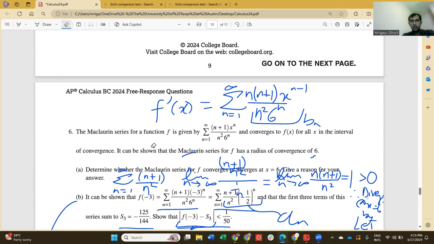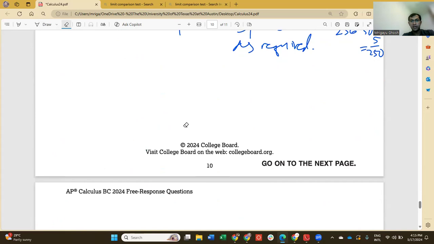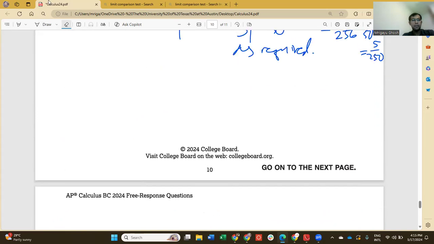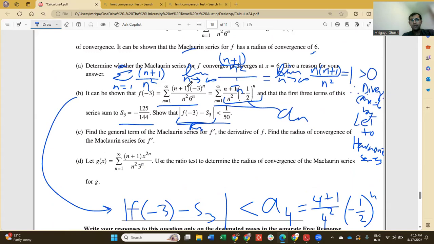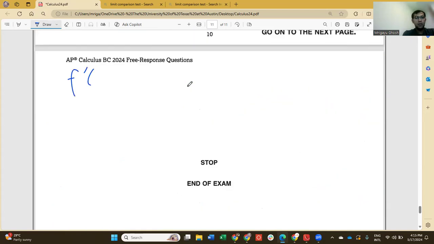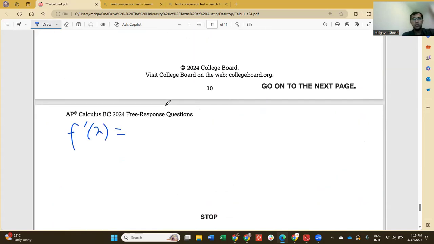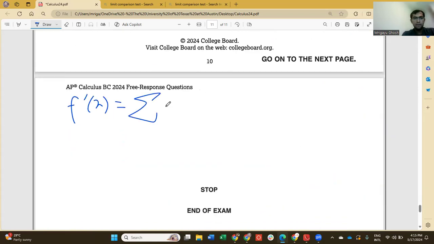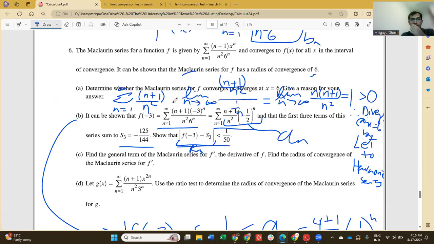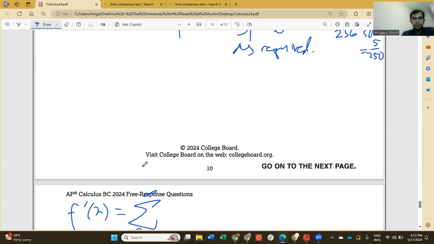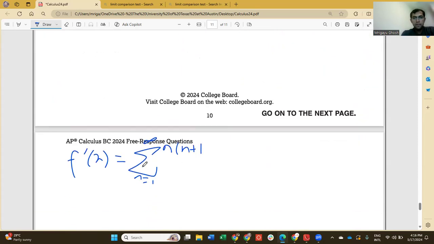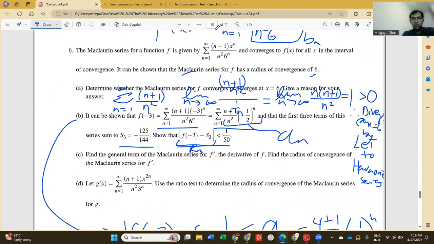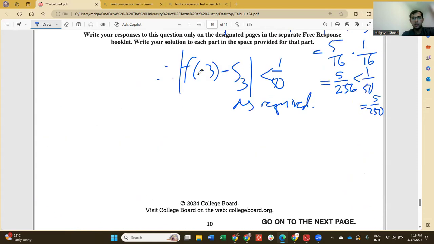Let me just rewrite everything on the next page where we have a little bit more space. So we have f prime of x equals the sum from n equals 1 to infinity of n times n plus 1 times x to the n minus 1 over n squared 6 to the n.